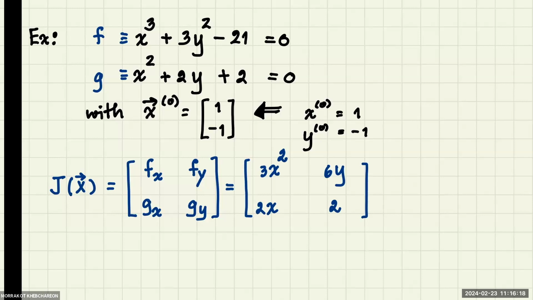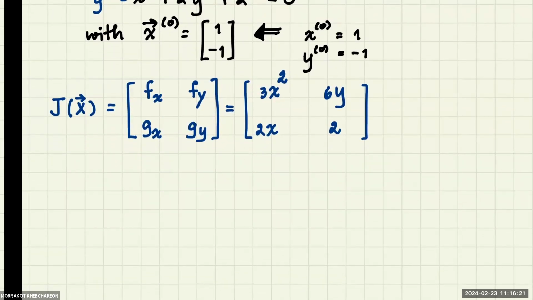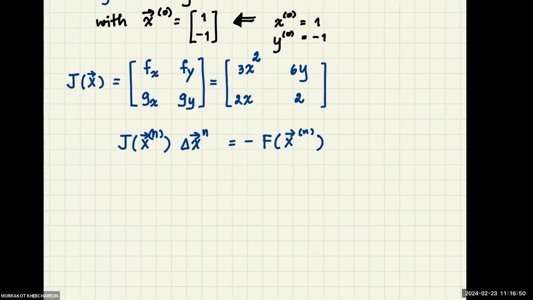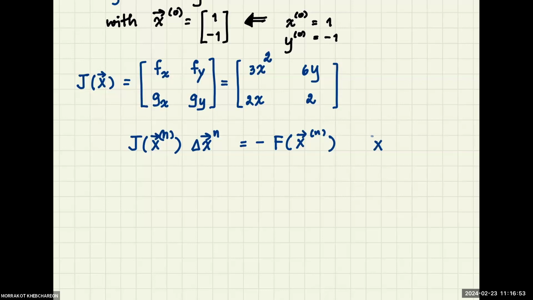So you will get the Jacobian matrix. Now, you try to solve by using J at xn times the vector delta xn equal to minus f evaluated at xn. Okay. In this case, I say the initial x is 1 and -1.